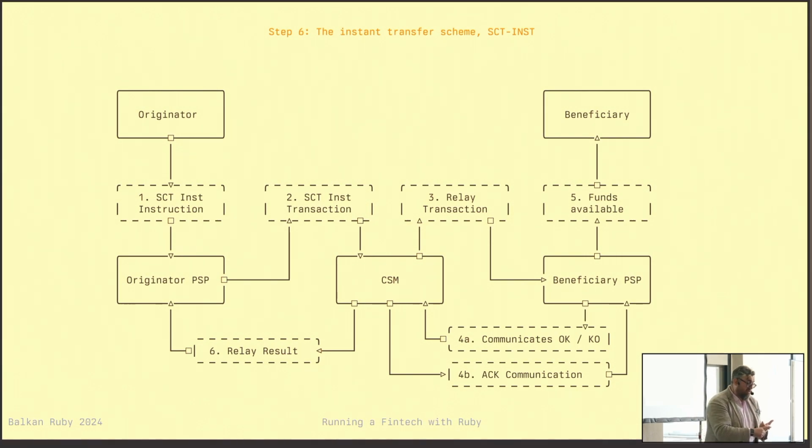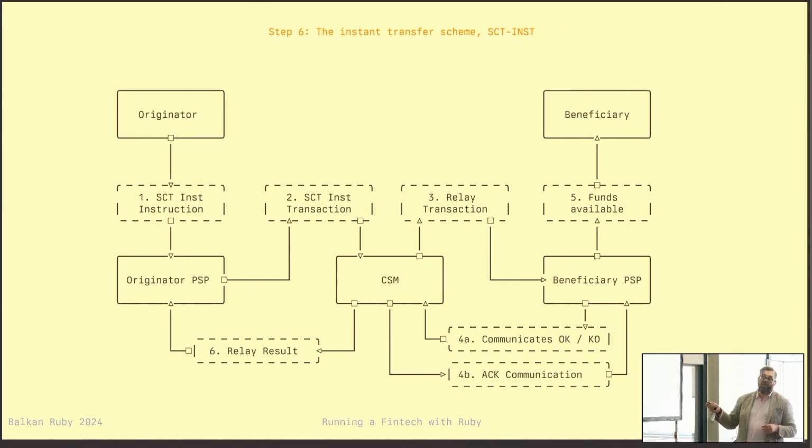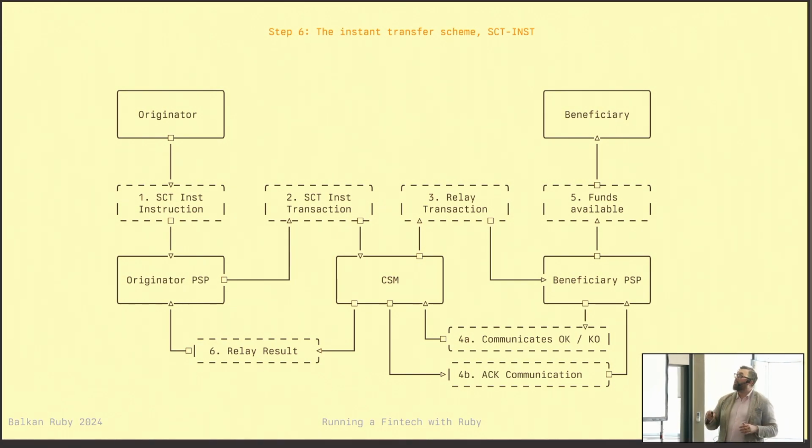So I have to check the sanction list, I have to check the PEP list, I have to ensure that the money can actually be deposited in this account because it's not closed or under investigation. It has to do all those things and then reply with an OK or a KO to the CSM, saying we accept the money or we don't accept the money. Then the CSM acknowledges that we are okay with the money being set in the account. At that moment, the funds are made available to the beneficiary if the transaction is going to be settled.